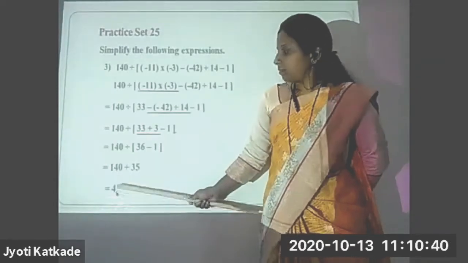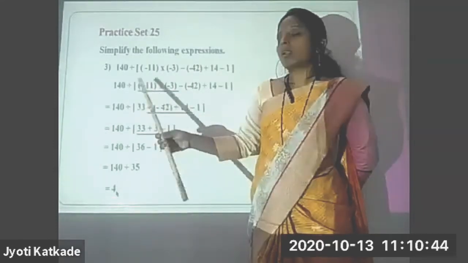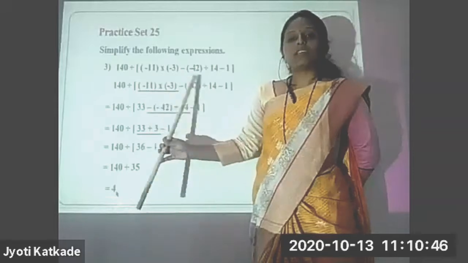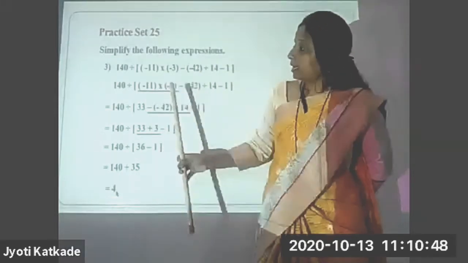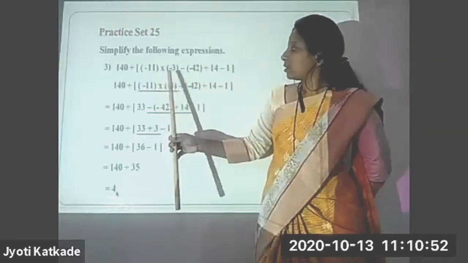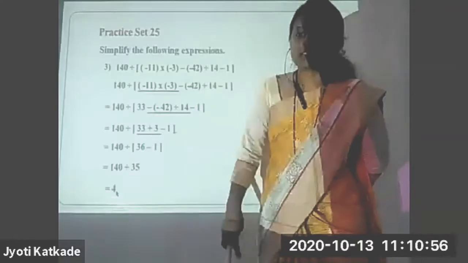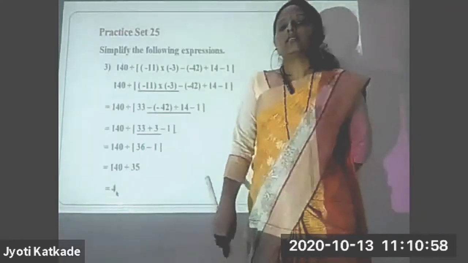Okay? Means if division is given, we still have to solve the bracket first. In the bracket again use the rule, that is, we do multiplication first, then division and then addition and subtraction. Okay? See the next example.